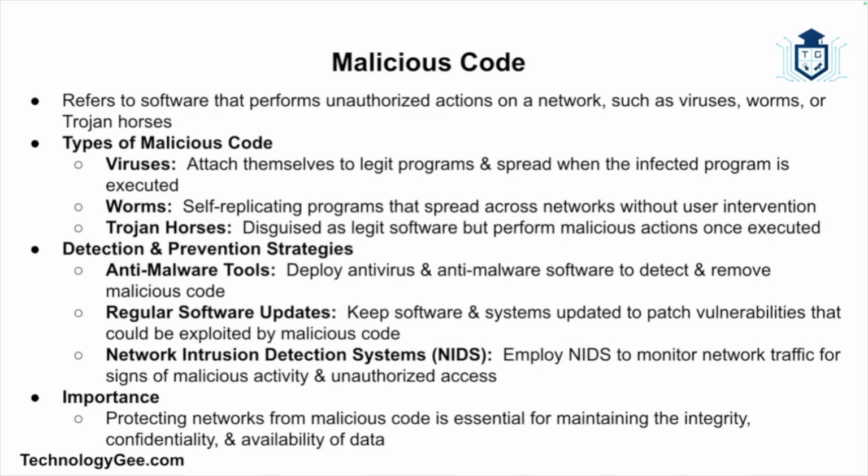Next, we have what is called malicious code, and this refers to software that performs unauthorized actions on a network, such as viruses, worms, or Trojan horses. And detection and prevention strategies include deploying anti-malware tools, regularly updating software, and employing network intrusion detection systems.